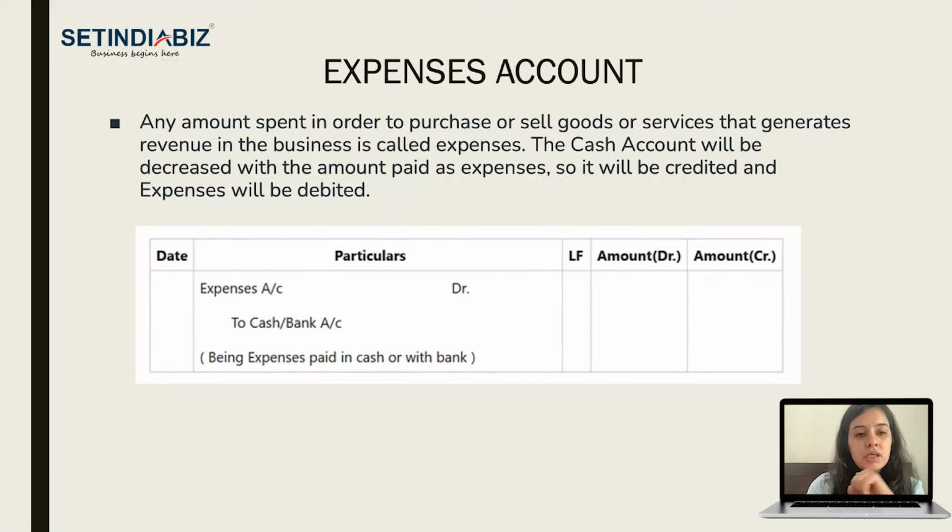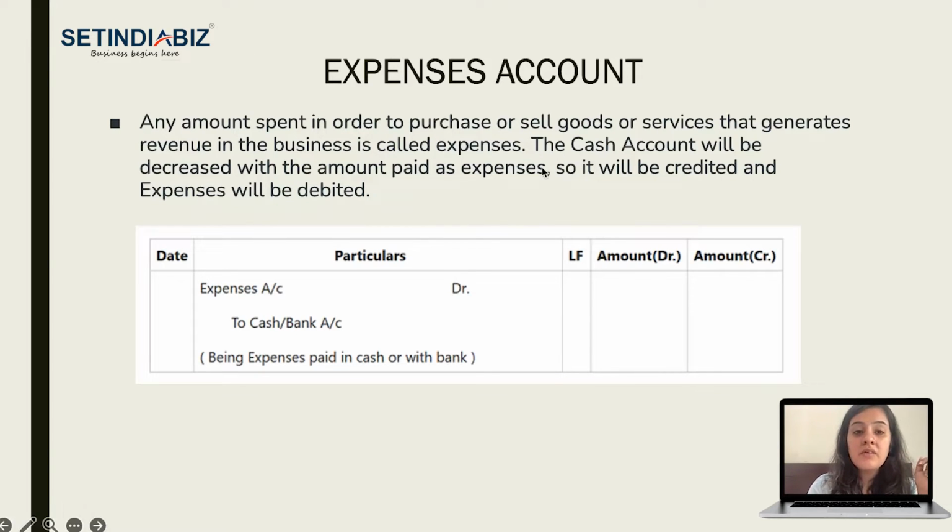Expenses account. Any amount spent in order to purchase or sell goods or services that generates revenue in the business is called expenses. For example, we are paying electricity, we are paying rent of the warehouse. These are the basic expenses. We are paying salaries to managers. The cash account will be decreased. So whenever an asset decreases, it will be credited with the amount paid as expenses.